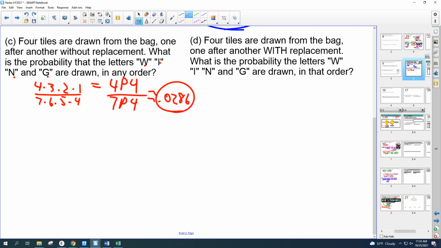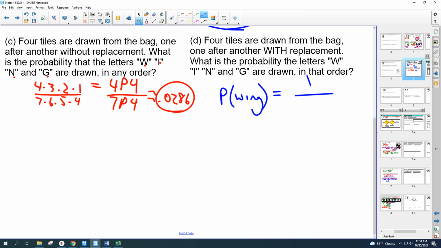So we can still do part over total. There's only one way of spelling wing. It has to come in that order. W, then I, then N, then G. It has to be. But the total is going to be different this time.